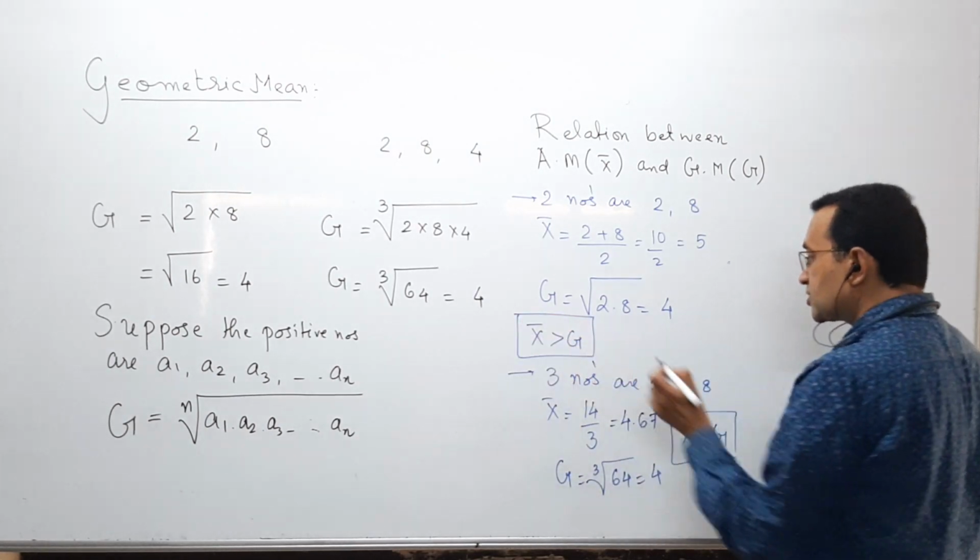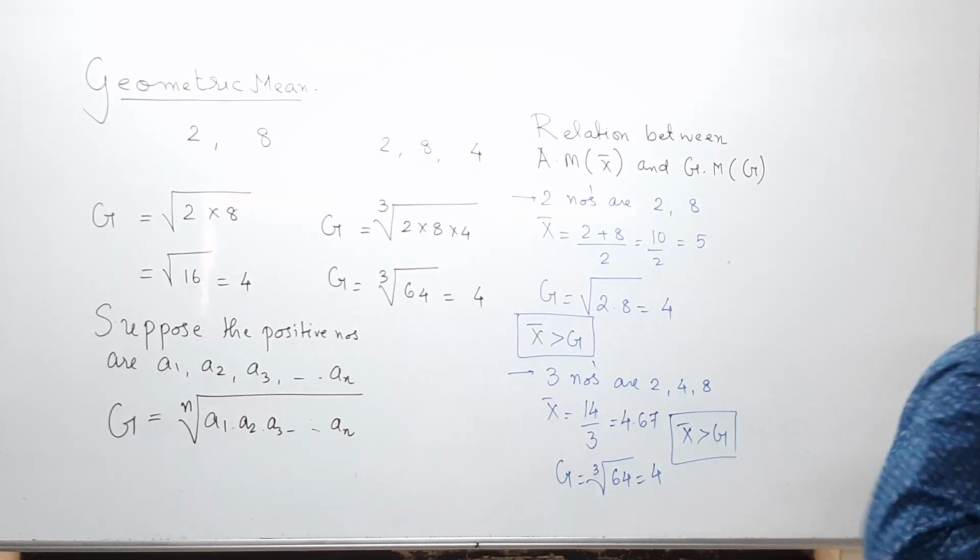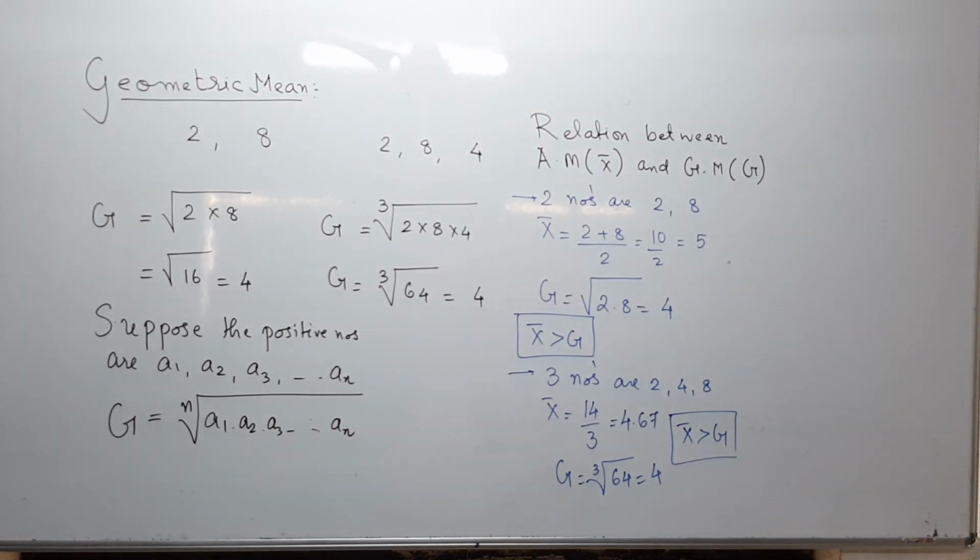So, as such, the arithmetic mean, the simple mean, students, is always greater than the geometric mean. What interpretation, students, do we have here? The arithmetic mean is always greater than the geometric mean. Arithmetic mean and geometric mean are equal if and only if both the numbers are equal.